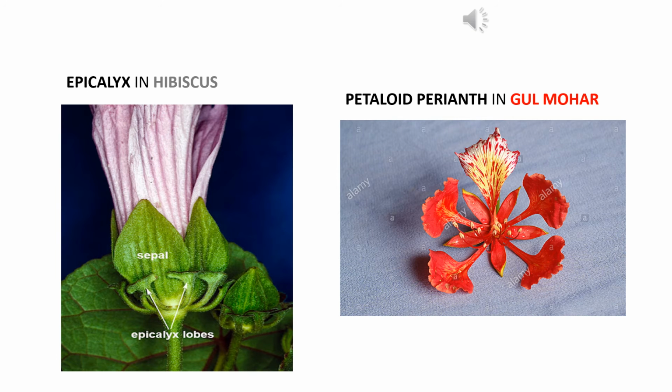The left hand side picture is of a hibiscus flower, and we can also see the apicalyx lobe. Apicalyx is a single part which is also present in some of the flowers at the base of the sepal. And in the right hand side picture, there is a petaloid perianth in gulmohar. As we can see, at the base of the petals, there are the sepals or the calyx which are not green in color but red in color. So they are called the petaloid perianth or petaloid sepals.